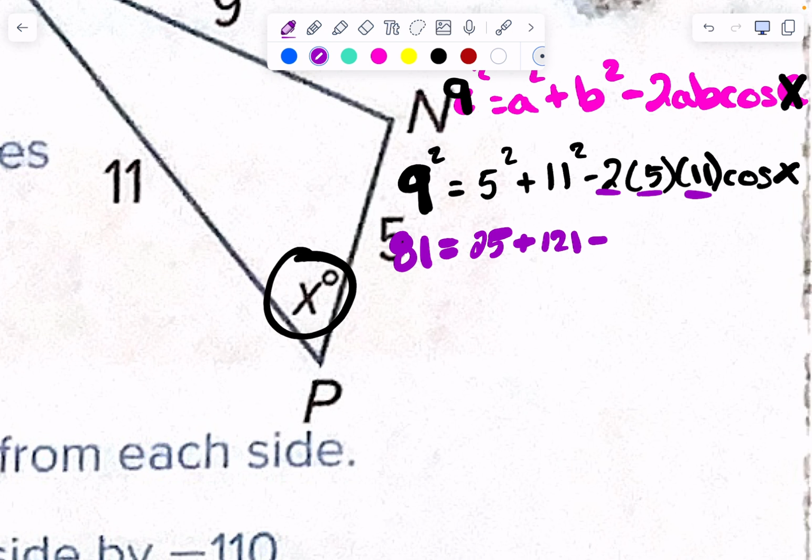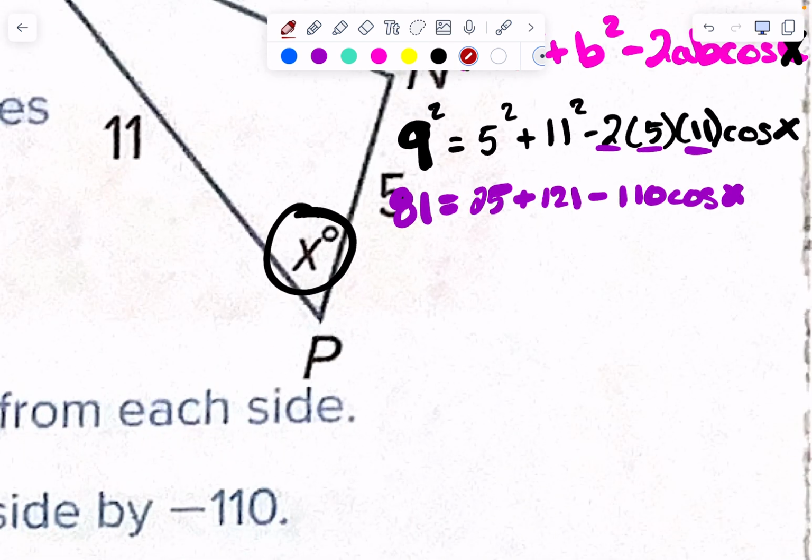2 times 5 is 10. 10 times 11 is 110. Okay, here is what people do wrong all the time. Are you ready? Are you listening? This is hugely important. Hold on, you're going to do it wrong right now. Yeah, you are.